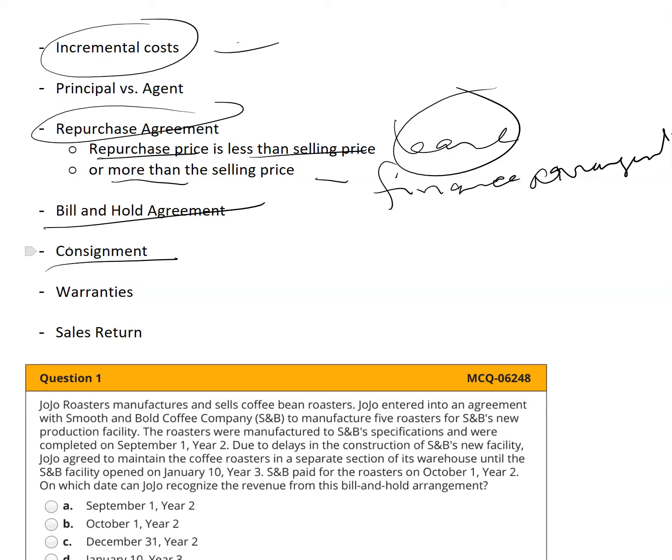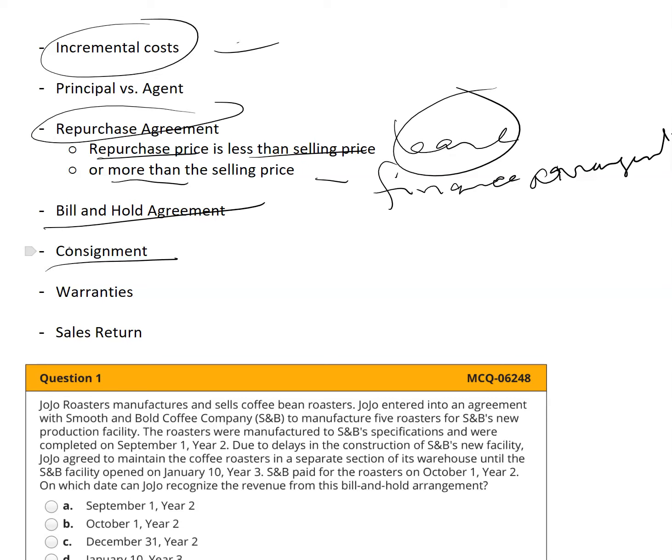They talked about the warranties. There are different types of warranties, and if it comes with the product, it's guaranteed with the product, it's an assurance type warranty. But you could have a separate warranty in addition to that. In that case, the separate warranty will be a separate performance obligation, and they explained some conditions here.